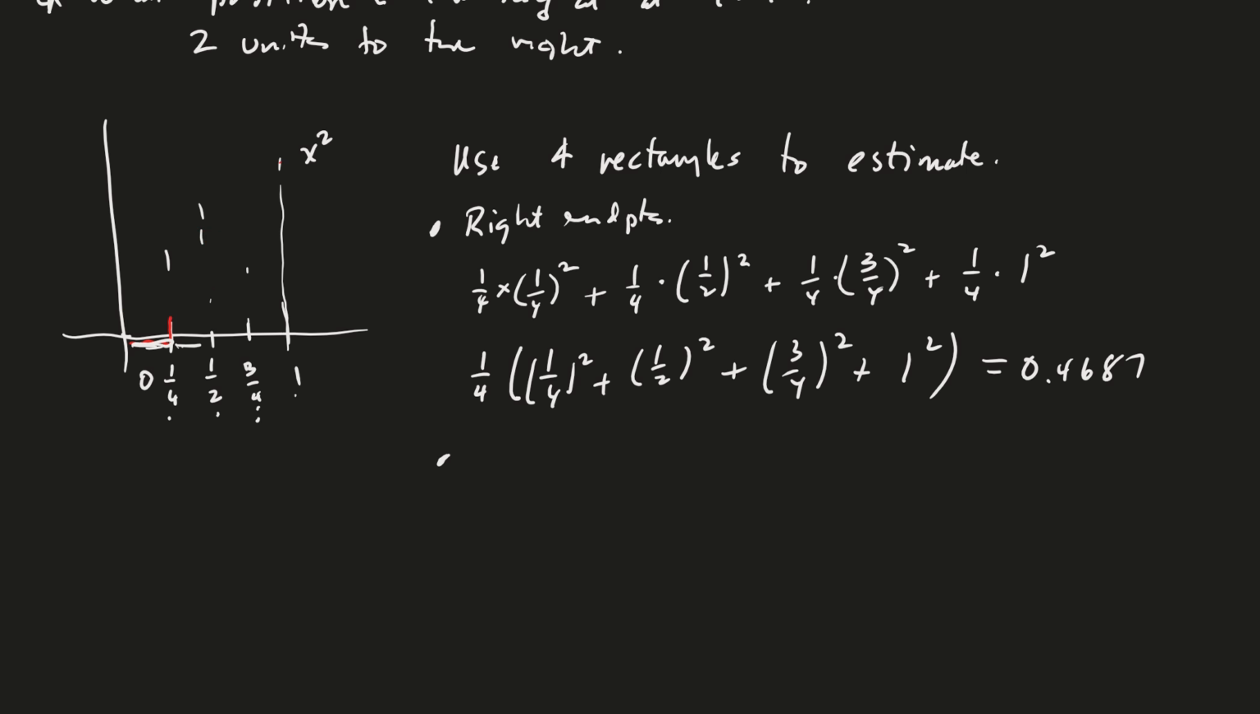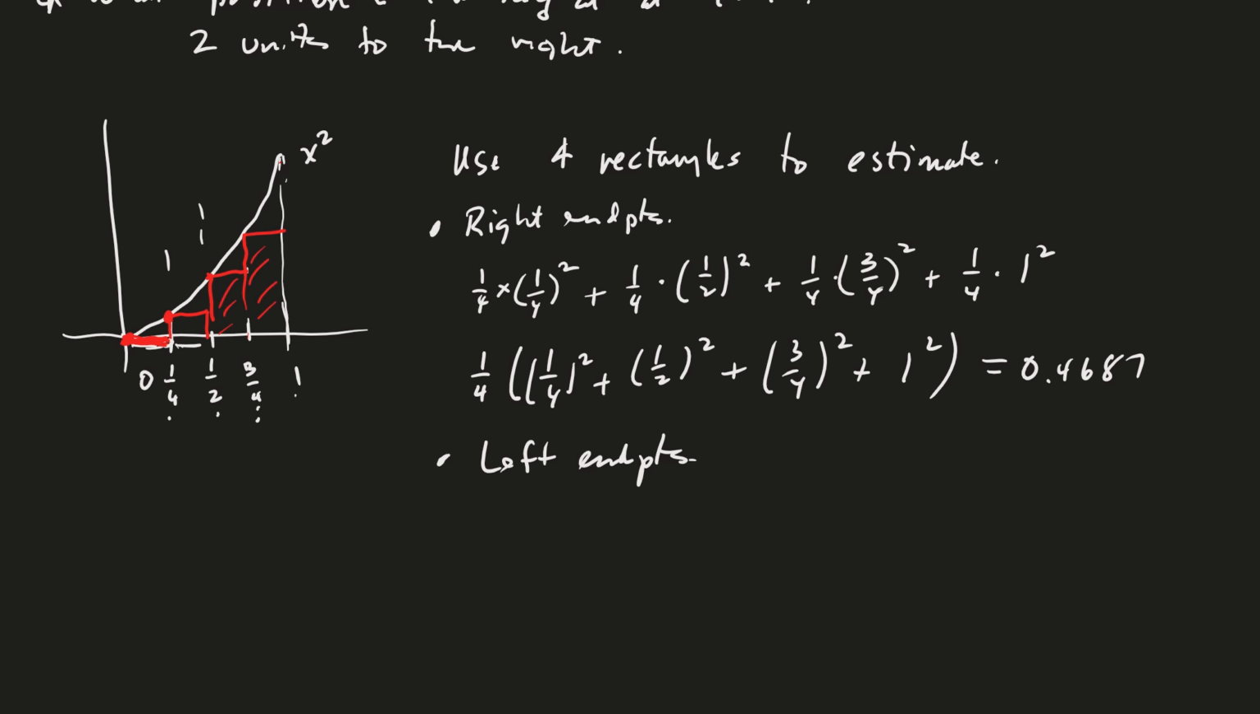Let's see if we can draw that again here. So suppose I use left endpoints instead. And so what are my left endpoints going to be? Well, for this first interval here, the first left endpoint will be 0, and so the height is going to be 0. And then for this one, the height will be given by 1/4 squared. For this one, 1/2 squared. For this one, 3/4 squared.